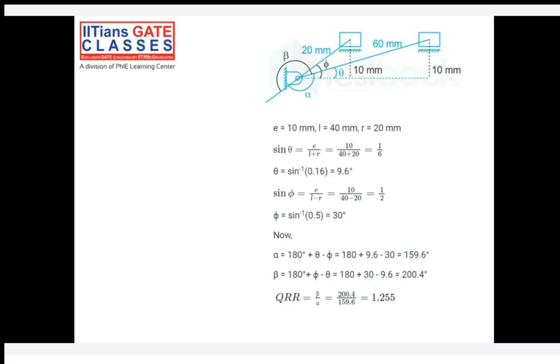Do you agree? Because I have just marked the top dead center and bottom dead center, and corresponding to that we have found the angles. The maximum angle will be for cutting, and the minimum angle will be for return. So you just have to calculate beta and alpha.